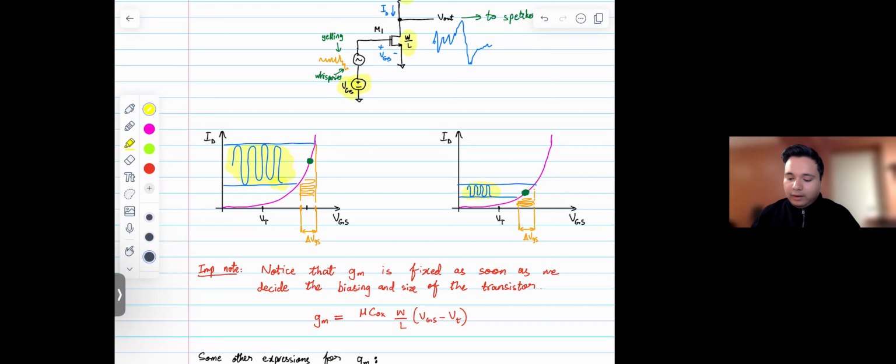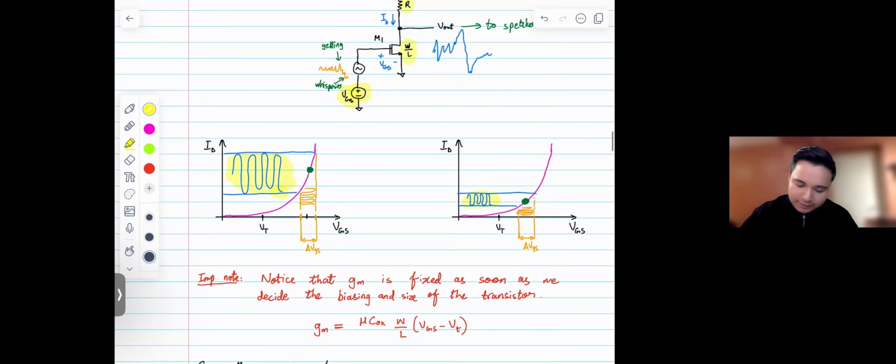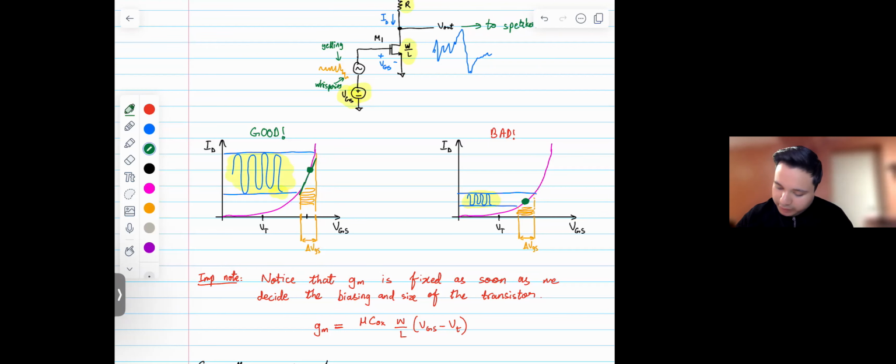So again, you might be wondering, why am I discussing all this? Again, what's the point of GM? Now, I told you that GM is just the slope of the ID versus VGS curve. So let's look at the slope here. Let's look at the slope in this condition, which is something we desired. We got a lot of amplification, which was good. Let's call it the good case, and let's call this one the bad case, where we're not getting a lot of amplification. And let's look at the slope over here.